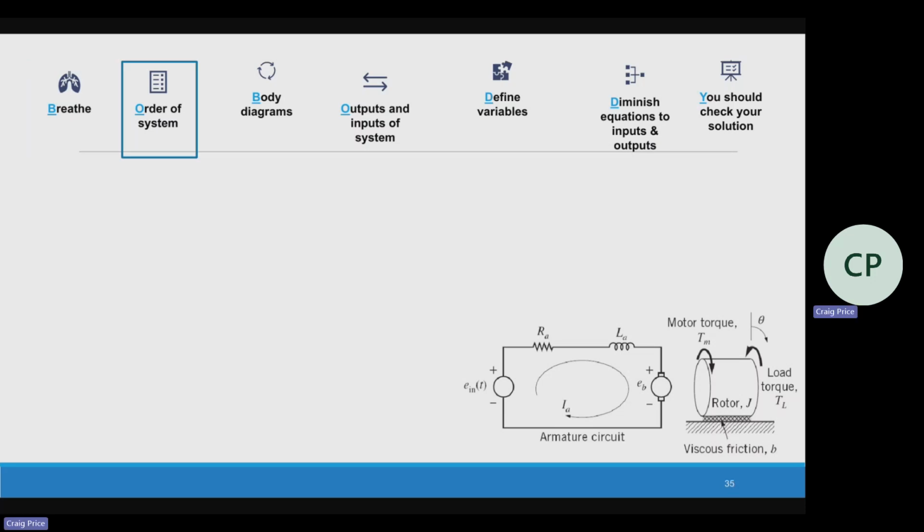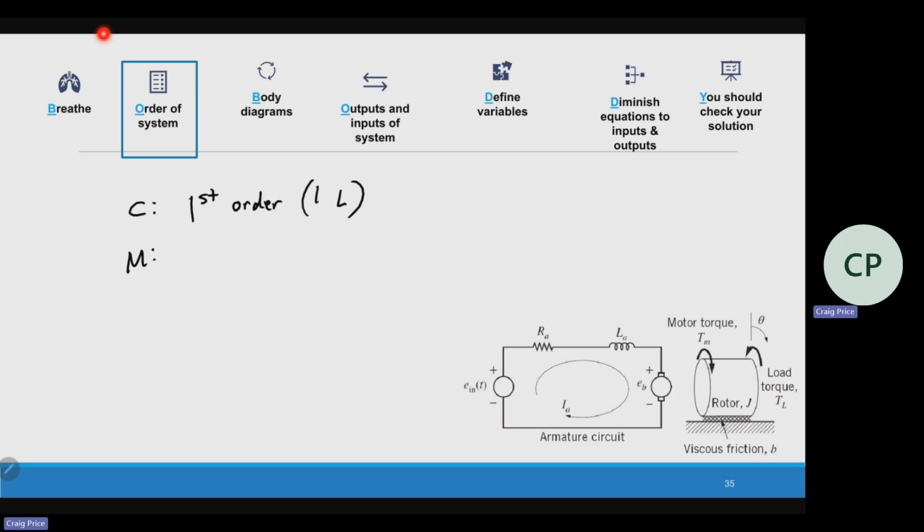What would you say the order of the system is? To make it a little bit easier, we can look at the circuit side and then the mechanical side. What is the order of the circuit? First order, because I've got one inductor. Each inductor or capacitor gives us first order.